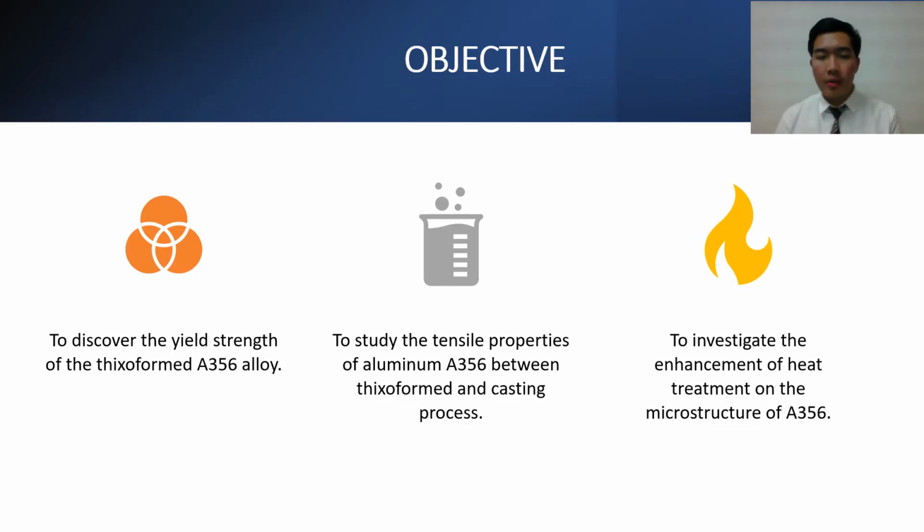The objectives of this research are, first, to discover the yield strength of the THIXOFORMED A356 aluminum alloy. Second, to study the tensile properties of aluminum alloy between THIXOFORMED and casting process. And the third is to investigate the enhancement of heat treatment on the microstructure of A356.